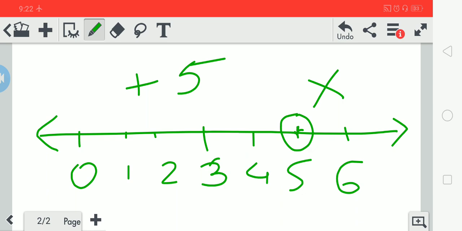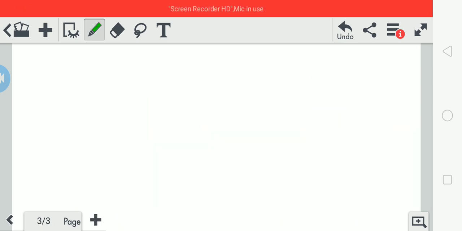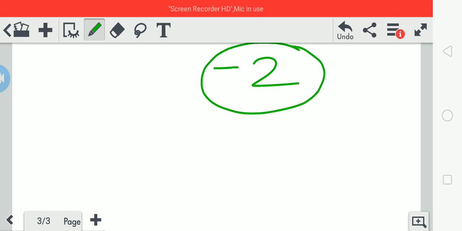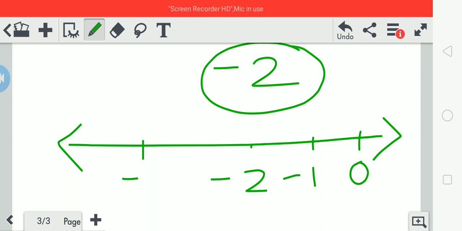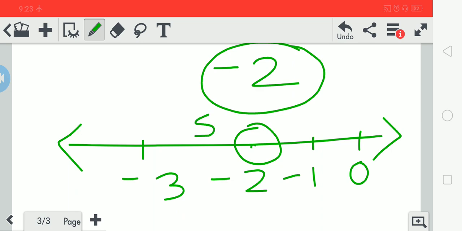Now what about the negative numbers? Consider you have to show the minus 2 on the number line. In this case you have to draw the negative number line, with negative numbers starting from 0, minus 1, minus 2, minus 3, right. So you have to show now minus 2. Here is our minus 2. So you can draw a small circle and assign any alphabet to it, say S.